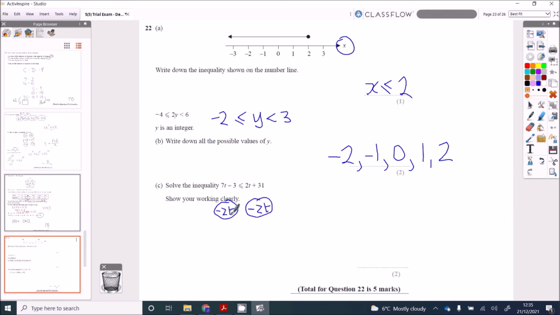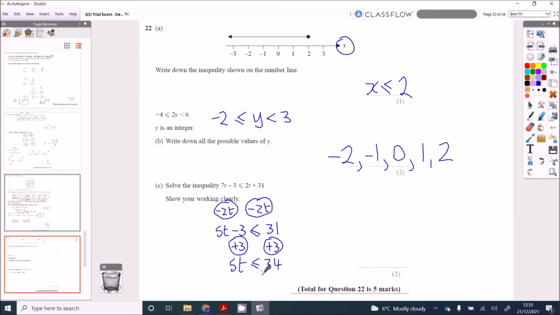So 7t take away 2t is 5t. So 5t minus 3, just copy down the inequality, just copy down the less than or equal to. And on the right-hand side, once we've taken away 2t, we're left with 31. Now, how do we undo a minus 3? We add 3 to both sides. So 5t is less than or equal to 34.